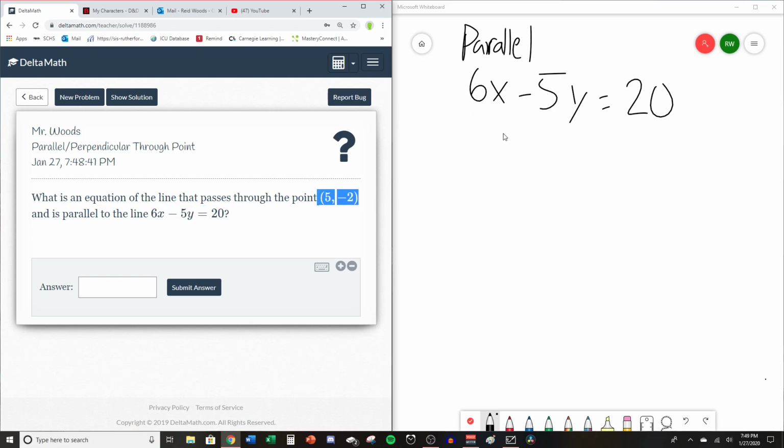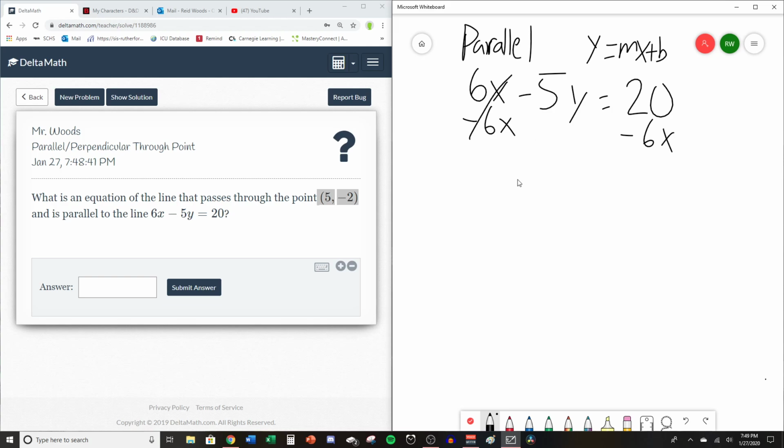So the first thing that we have to make sure is that we get this equation into y equals mx plus b. It's so important when we start it off. So you check to see if it is. If it isn't, you have to solve for it and get it in that form. So I want to get y alone. The first step would be to subtract 6x from both sides.